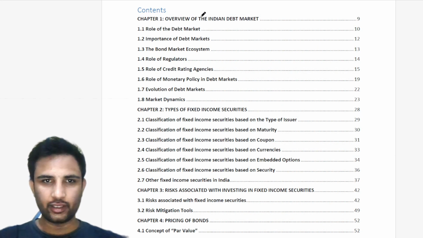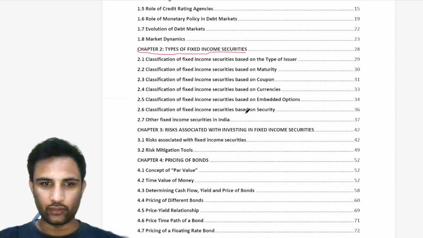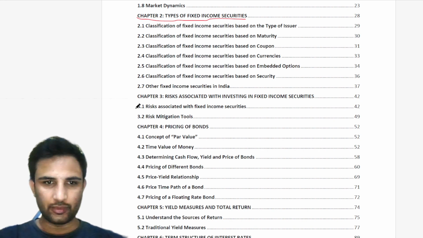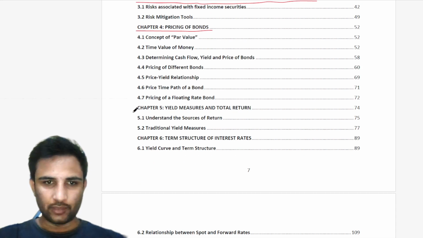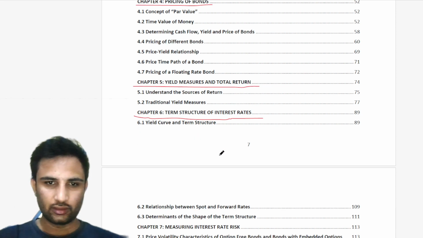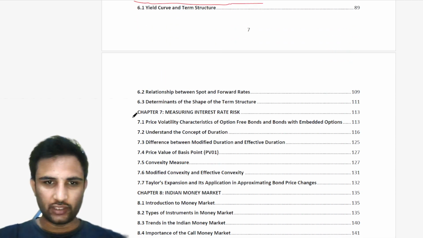The first chapter is overview of the Indian debt market. Then chapter 2 is types of fixed income securities. Chapter 3 is risk associated with investing in fixed income securities. Chapter 4 is pricing of bonds. Chapter 5 is yield measures and total return. Chapter 6 is term structure of interest rates. Chapter 7 is measuring interest rate risk.